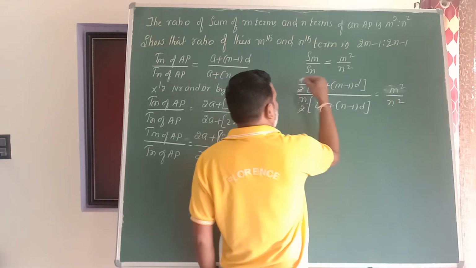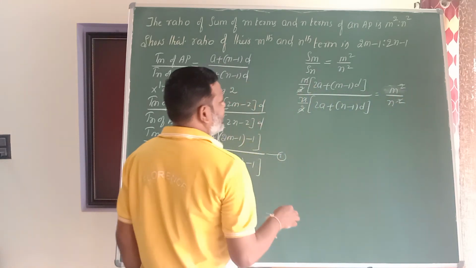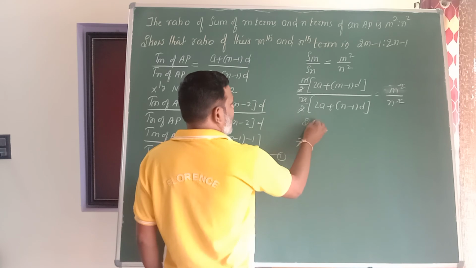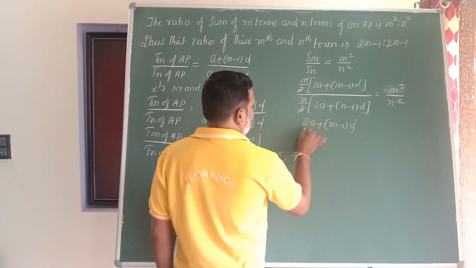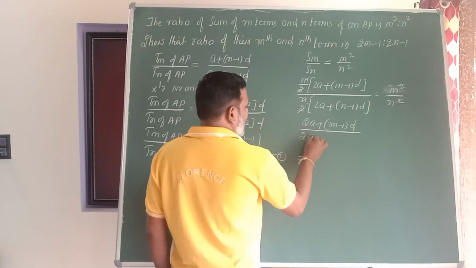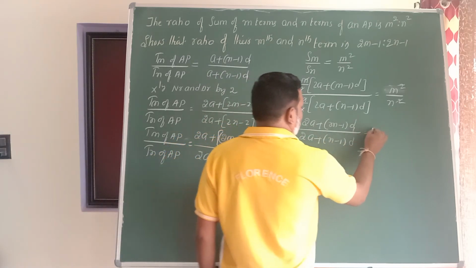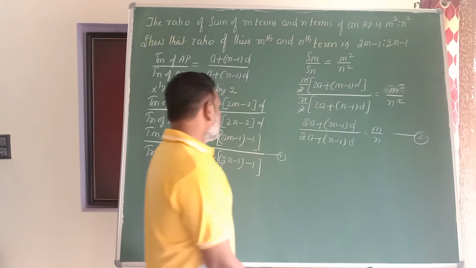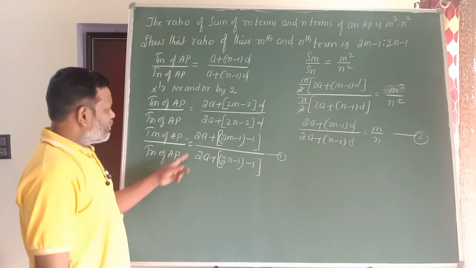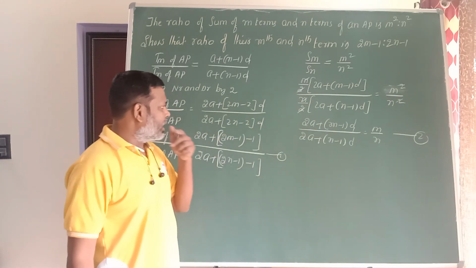Here 2 gets cancelled, one m gets cancelled, one n gets cancelled. What's the remaining thing here, dear student? (2a plus (m minus 1) into d) divided by (2a plus (n minus 1) into d) is equal to m by n. That will be equation number 2. Compare equation 1 and 2. In place of 2a we have 2a. In place of 2a we have 2a.